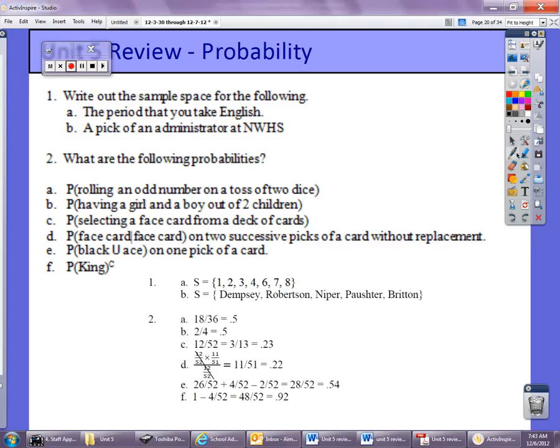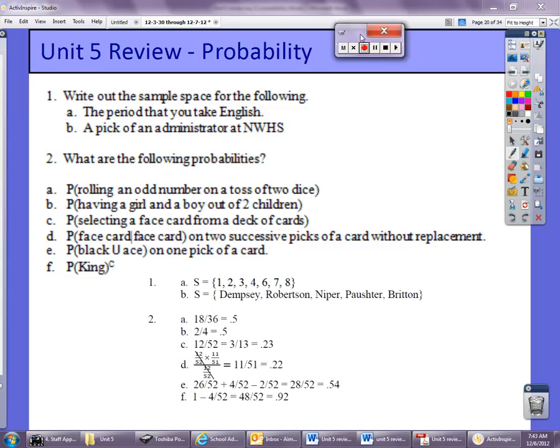Alright, so we are going to review for your Unit 5 test on probability, which we'll be having tomorrow. Let's start with going over the review sheet. So for number 1, you're writing out the sample space.